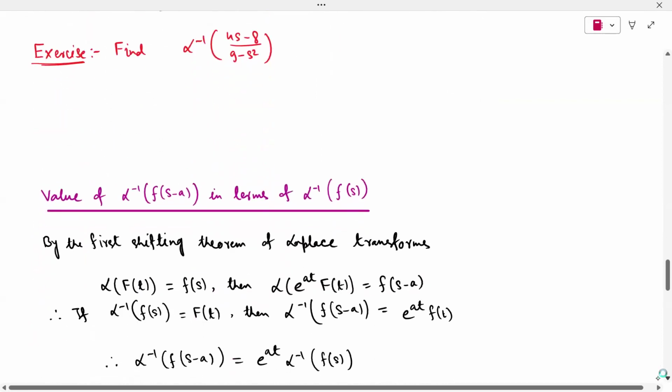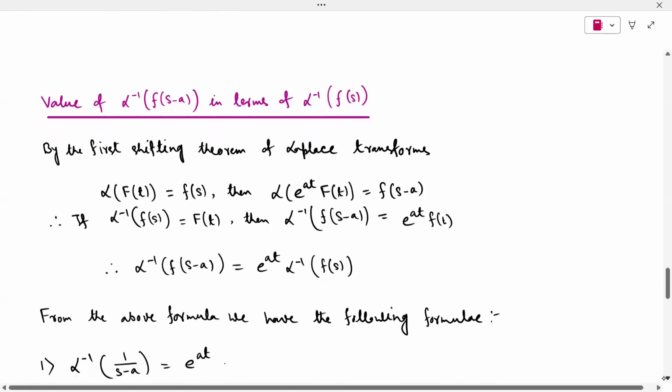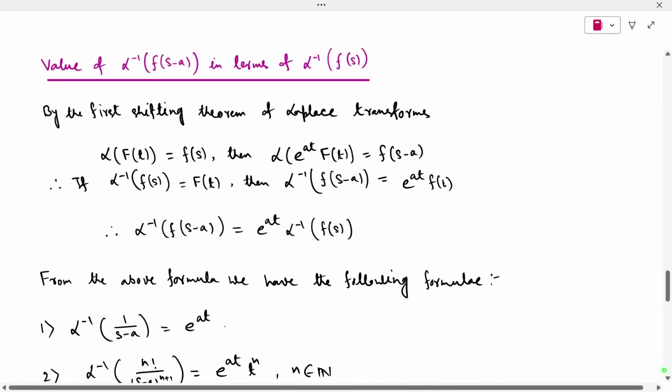Now we want to find an analogous to the first shifting property of the Laplace transform, for the inverse Laplace transform. So this is a very useful formula again. By the first shifting theorem of Laplace transform, if L of f(t) is equal to F(s), then L of e to the power at f(t) is equal to F of s minus a. Therefore, we can say if L inverse of F is equal to f(t), then L inverse of F of s minus a will be e to the power at f(t).